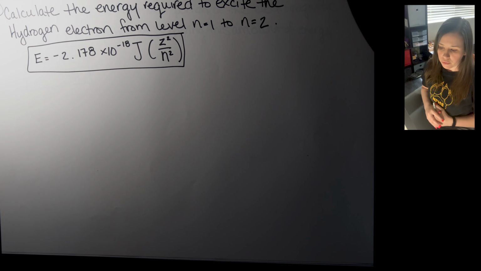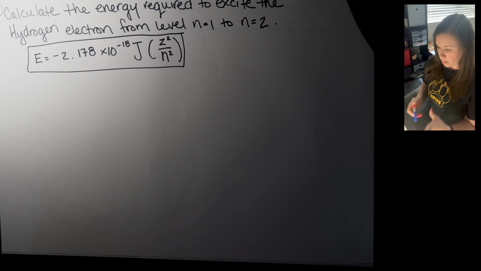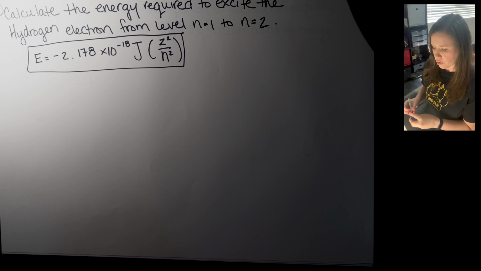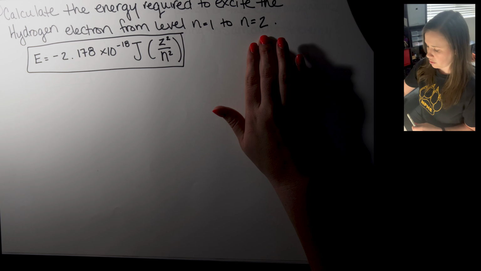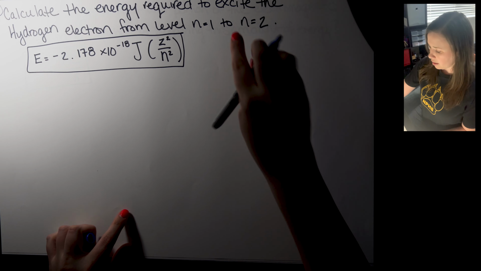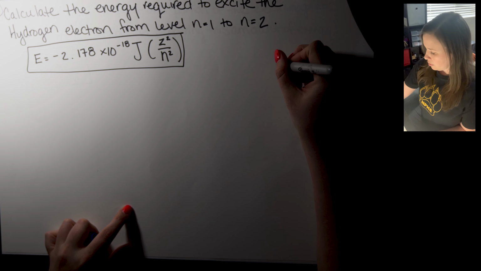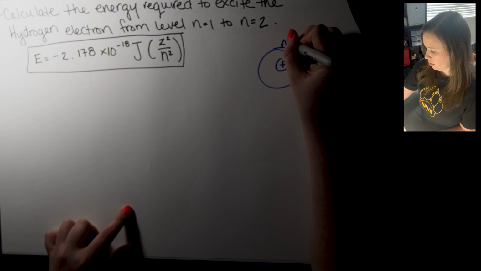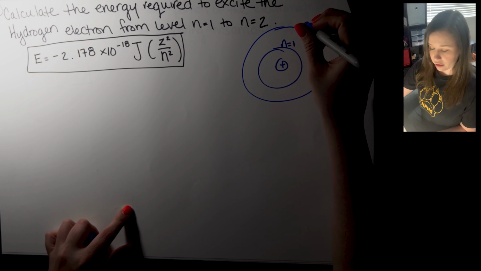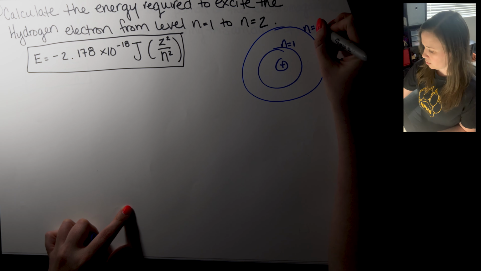Okay, we're going to go over a few calculations of how to calculate the energy of an electron when it goes through transitions in the atom. So the first question is two parts. We're going to start with the first part. Calculate the energy required to excite the hydrogen electron from level N1 to level N2. So the N would be the principal quantum number. So you have your nucleus, your first energy level would be N equals 1, and your second energy level would be N equals 2.